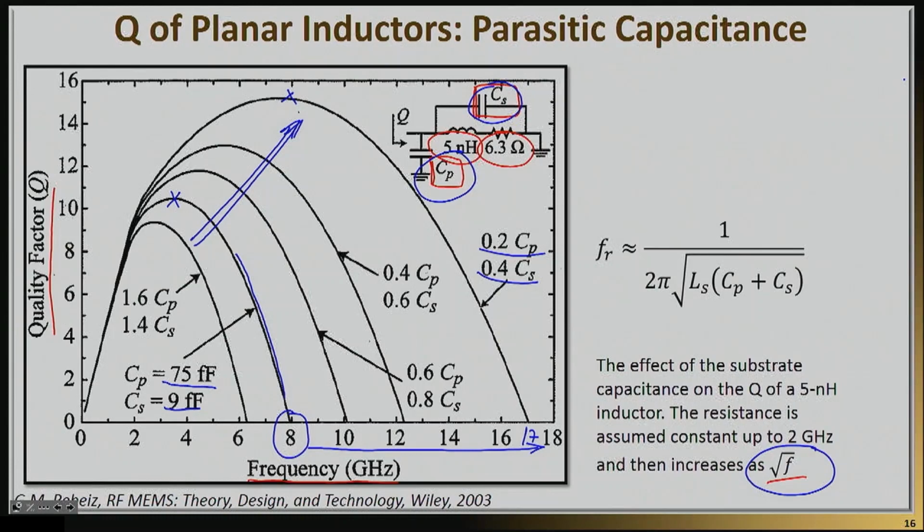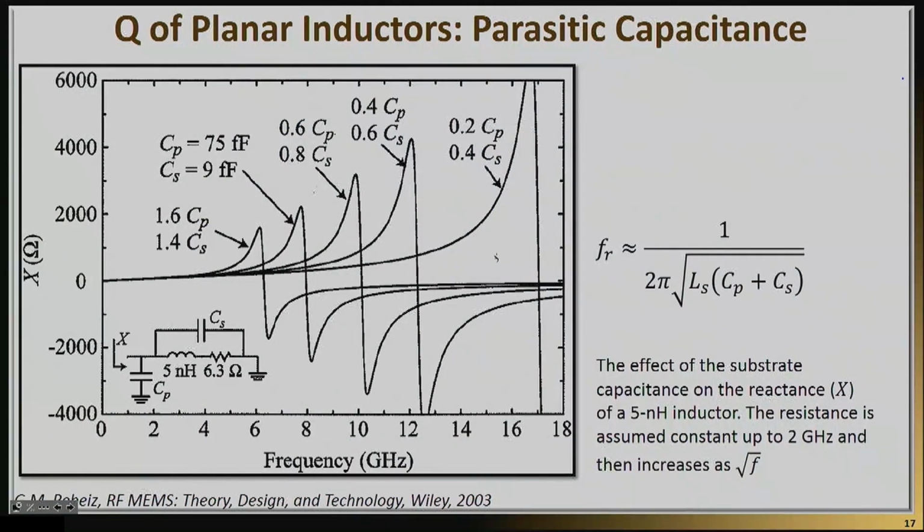So what's really interesting about this is it gives you essentially the two benefits that you will get if you can dramatically reduce those two capacitances. And we'll see in the next video how you can reduce those capacitances, primarily by employing micromachining techniques.